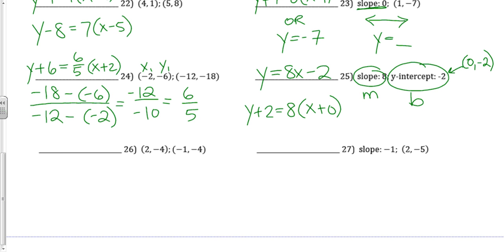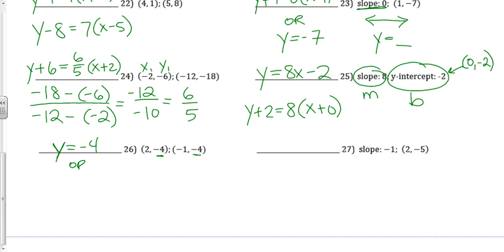Number 26, you end up getting a slope of 0. So just like number 25, you could write it both ways. Sorry, not 25. Let me backtrack for a second. Not 25, 23. That already had a slope of 0. So you could write it simply as y equals negative 4.